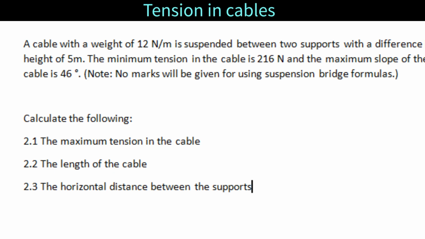You do not have to worry about that part for now because they are talking about the second part of tension in cables and we haven't gotten to that part. So we do not know those formulas for now. All the formulas we've done so far are applicable to this question. We are given the Newton per meter, which is the small letter w. We are also given the minimum tension in the cable, the maximum slope, and the height difference.